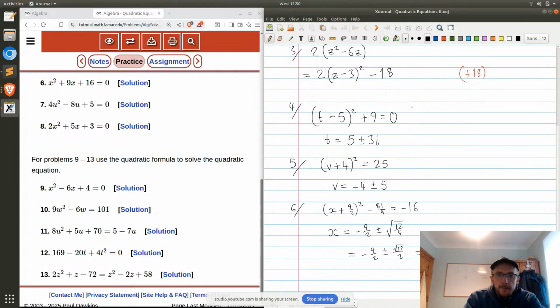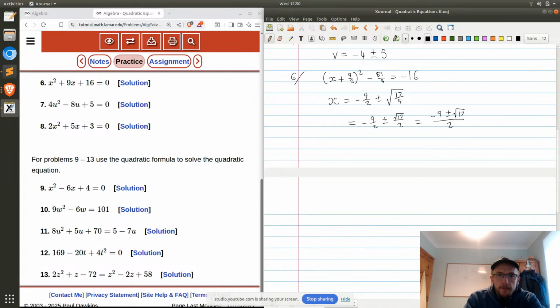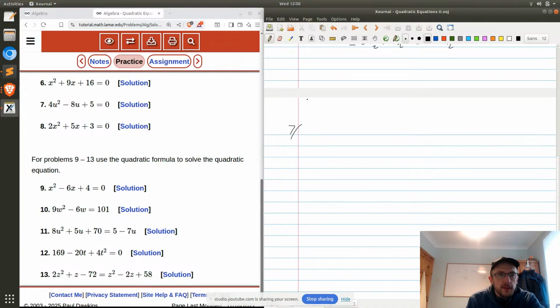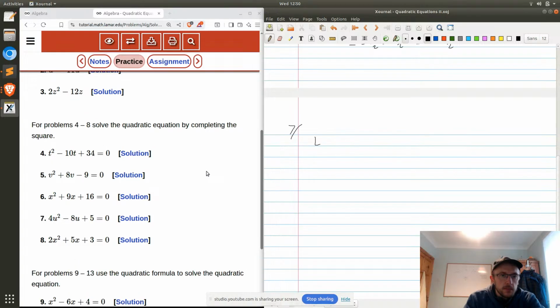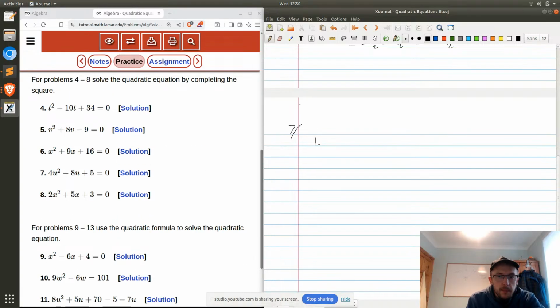Max, a new page. All right, so as we were, problem 7. Solve this. Solve using what technique, you ask? By completing the square. Okay. 4u squared take 8u plus 5 equals 0. Bring out 4. We'll have u squared minus 2u.